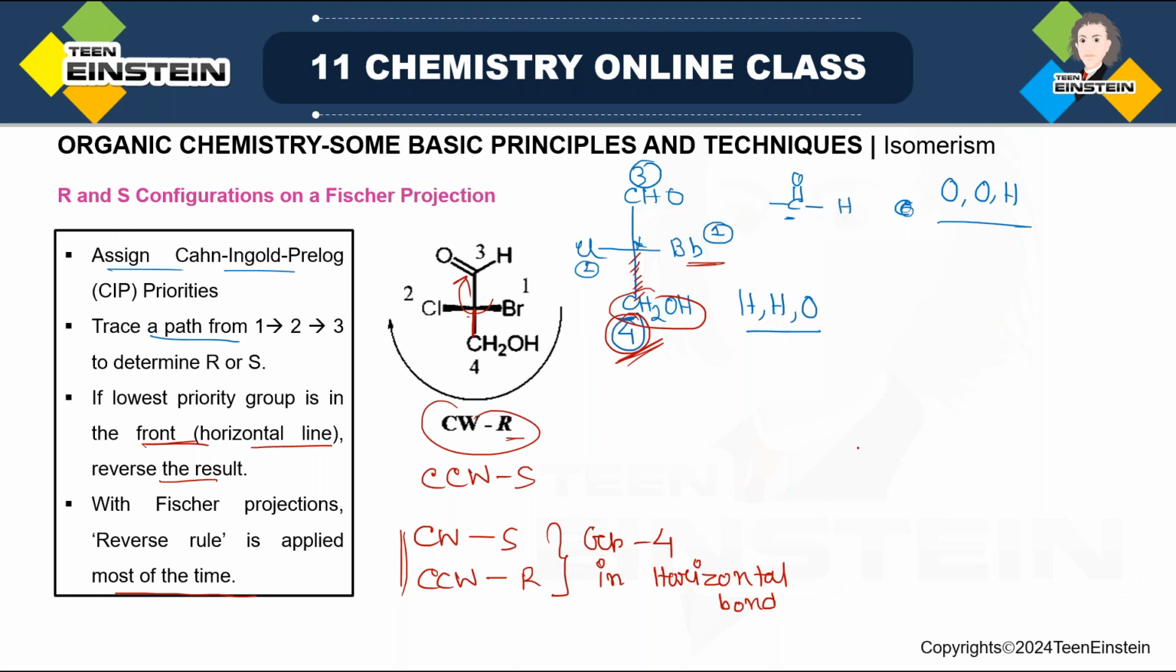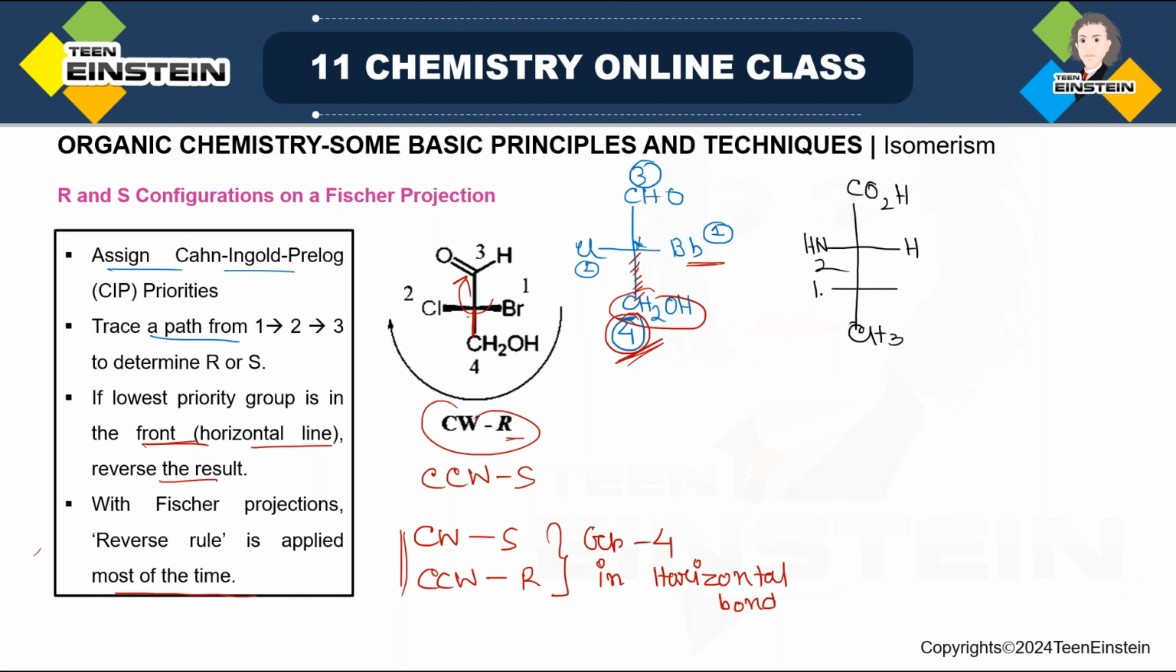So in this case, you have only one chiral center, but suppose I take another example where more than one chiral center is present, then what will happen? How to do the nomenclature in those cases? So here I am drawing a molecule: CO2H, 2 horizontal bonds will be there, NH2, H, HOH. Okay, so this is a chiral center, this is a chiral center.